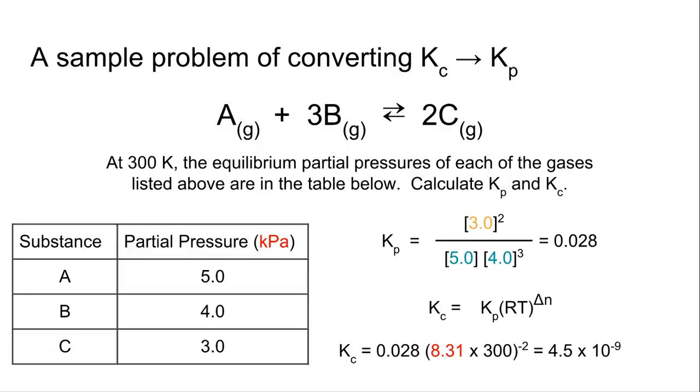All right, that's because the products, if you look at their coefficients, it only has a 2 in front of the C, and we're going to subtract off the sum of the reactant coefficients. A has 1 and B has 3. So when we add those together, we get 4. So products 2 minus reactants 4 gives us a -2 for our exponent. And when we multiply all that out, we get a Kc, or a Keq, equal to 4.5 times 10 to the -9th. Now that shows that that reaction lies very far to the left and that the reactants are heavily favored.